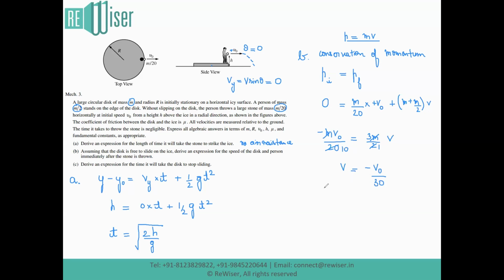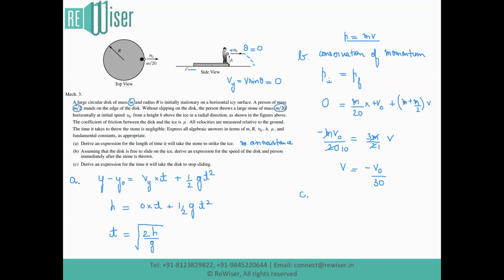This is the correct expression which gives us the velocity of the combined masses of the disk and the person after throwing the stone towards the right. The last part is to derive an expression for the time it will take for the disk to stop sliding.